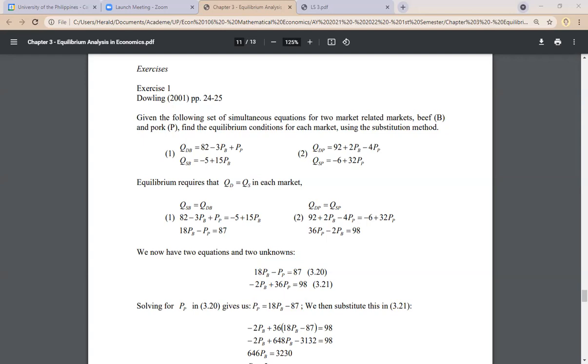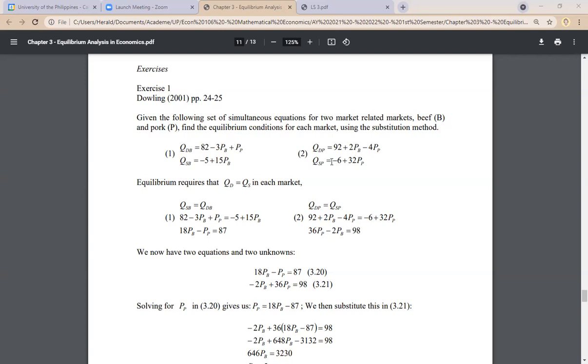Our task is to find the equilibrium conditions for each market, thus solving for the equilibrium price for beef and pork, and also the equilibrium quantity for beef and pork as well. We have not introduced other methods of solving, so we will resort back to using the substitution method. We have two models here. The first one is the model for beef. So these are the demand function for beef and the supply function for beef.